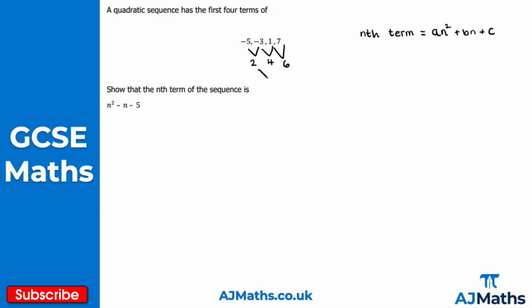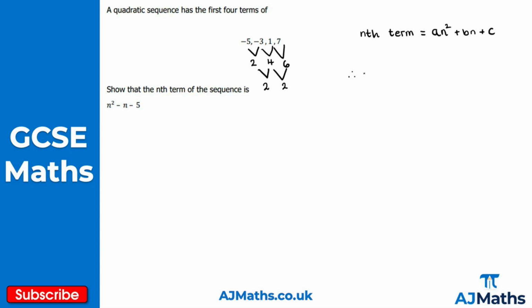But for a quadratic sequence, we now need to find the difference of these differences. From 2 to 4, that's a difference of 2. From 4 to 6, again, that's a difference of 2. And so on. What you should find is when you calculate the second lot of differences, they will all be the same value. So I get 2, 2, and I would get 2 again for the next term, and so on.